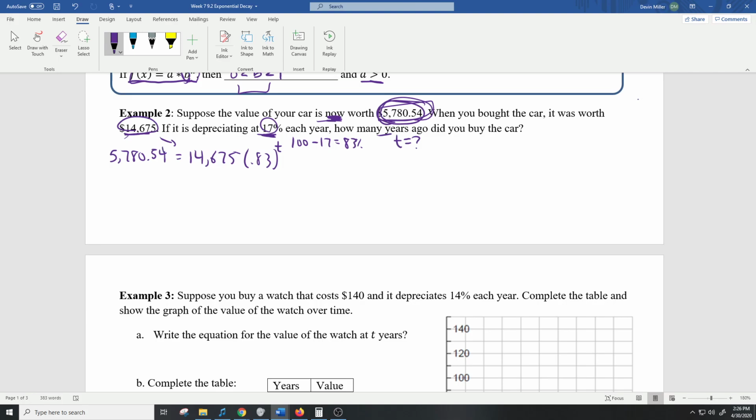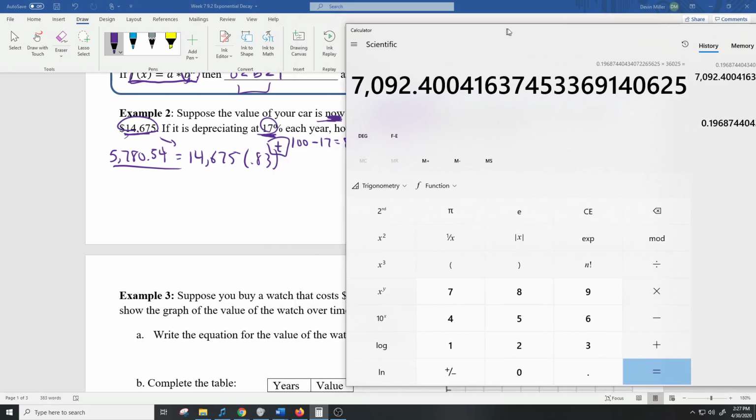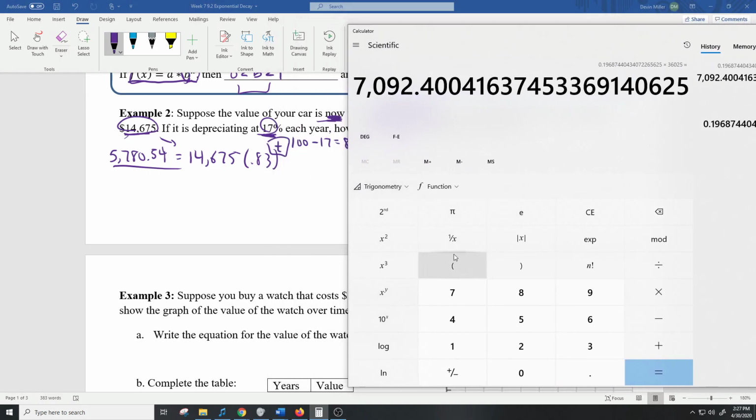So here's the question. What number goes in for t so that it equals that amount? It's kind of just like a guess and check. How many years do you think it would take to go from 14,000 to 5,000? So let me go ahead and try one. I think I know the right number to put in. I'm going to guess 5 years and see how that works.